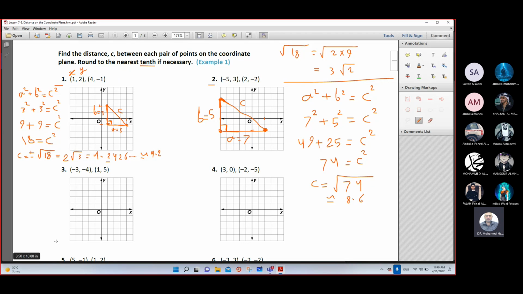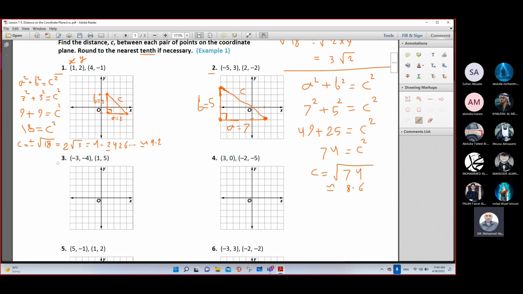Okay. Now I want all of you to solve number 3. You have 5 minutes. Tell me what is the C here. Start please. So how can we solve it? Right. I will draw the figure for you, then you can solve it, okay? So here, -3, -4, and here 1, 5. Then match between the 2 points.